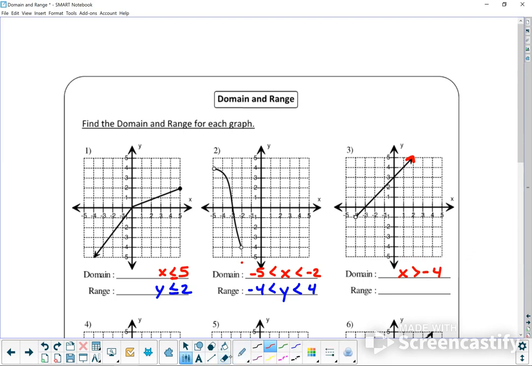And this one, the range is going to be as far down as -1, and it's going to go up all the way. See that arrow right there? It means it's going to keep going up. So it's going to be y greater than -1.